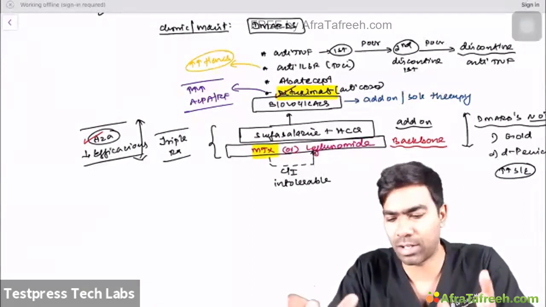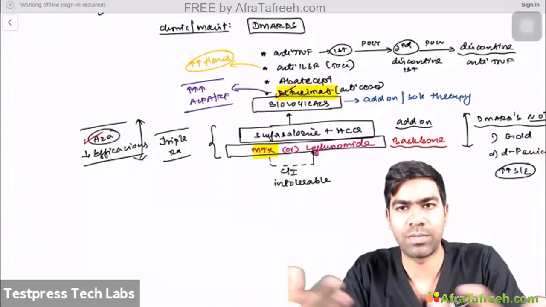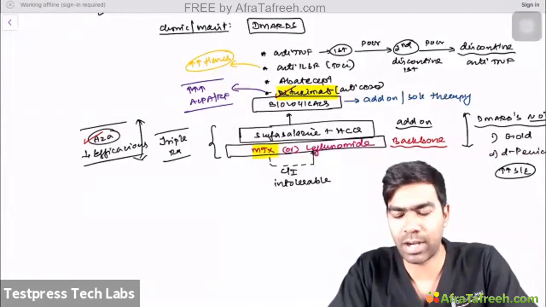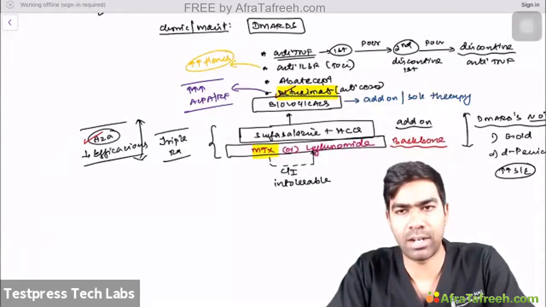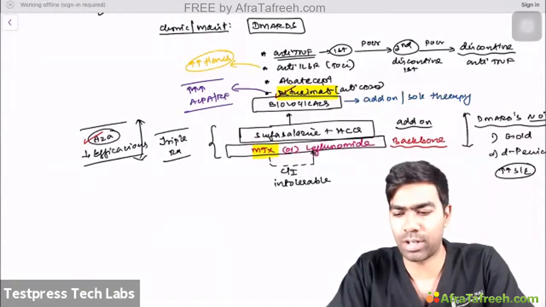But the main drug is MTX. That's the gold standard baseline therapy. On top of that, you add sulfasalazine, hydroxychloroquine. If they still don't respond, then you can move on to the biologicals. In the biologicals, the first choice drug is always anti-TNF therapy. Then you can typically move on to more and more drugs in this setting.